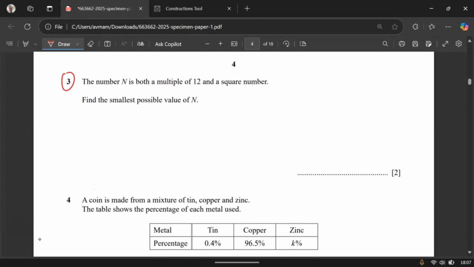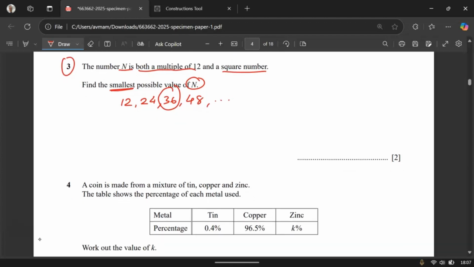Question number 3. The number n is both a multiple of 12 and a square number. Find the smallest possible value of n. Now let's write down the multiples of 12. 12, 24, 36, 48, and so on. Now 12 is a multiple of 12, but it is not a square number. So if you look at 36, 36 is both a multiple of 12 and a square number.